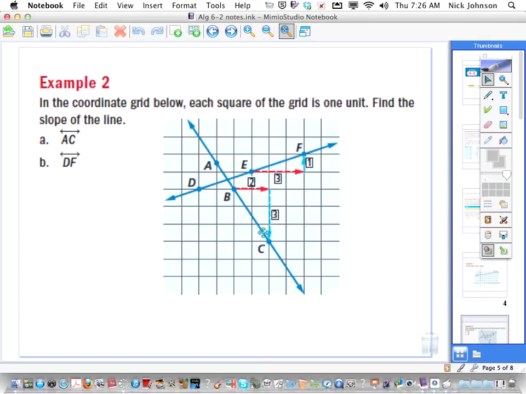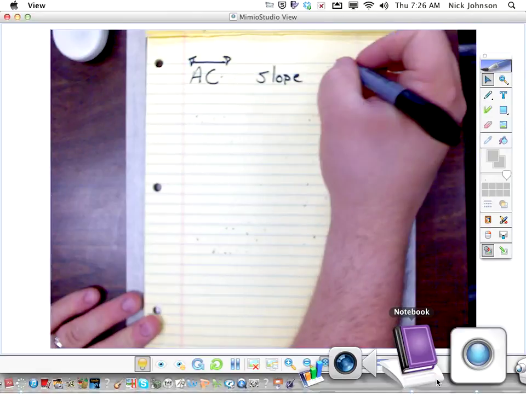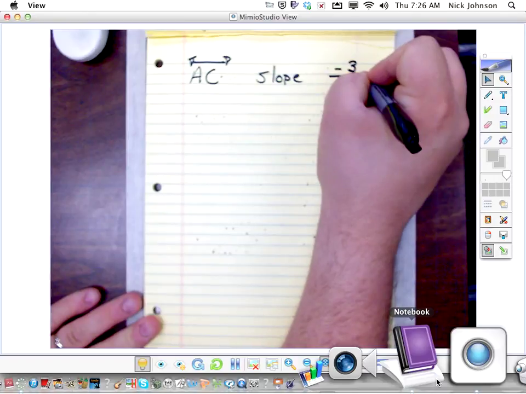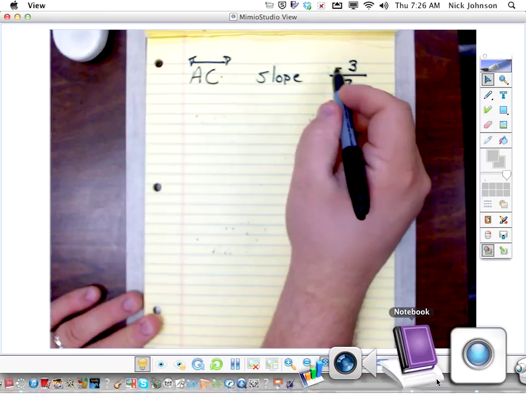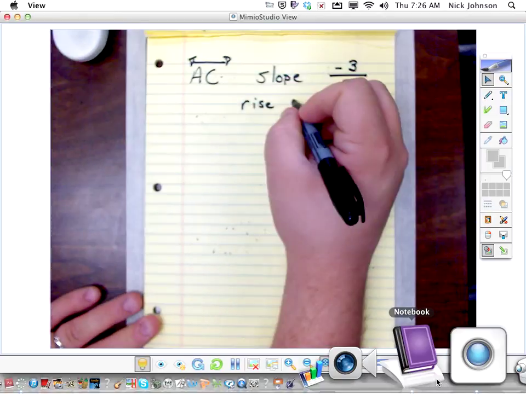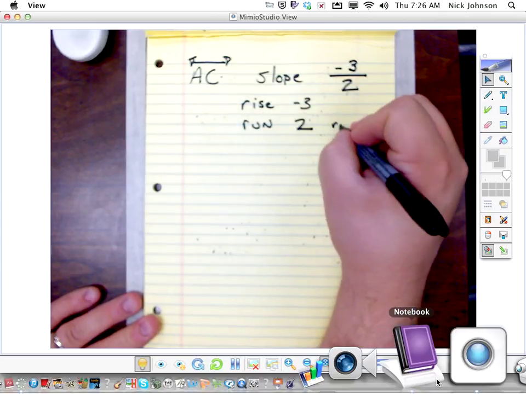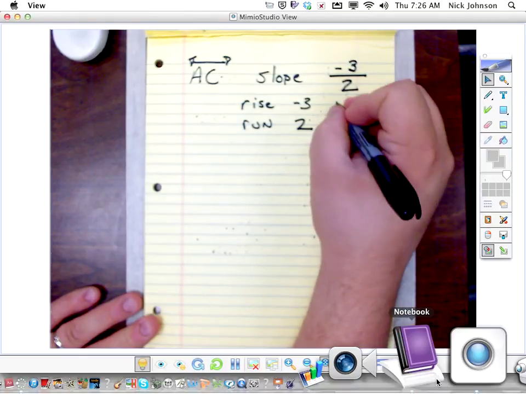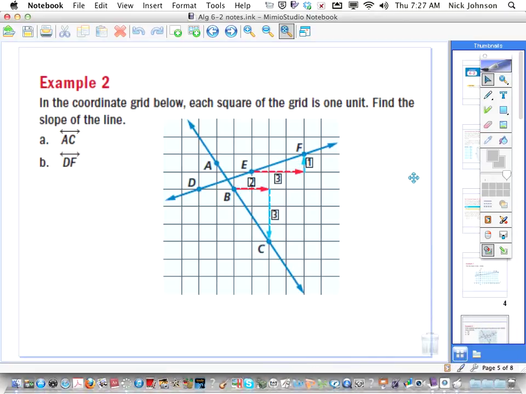So for AC, my slope is down 3 units, to the right 2 units. My rise was a negative 3. My run was 2. It went to the right 2 units. It went down 3 units. Down meaning negative.